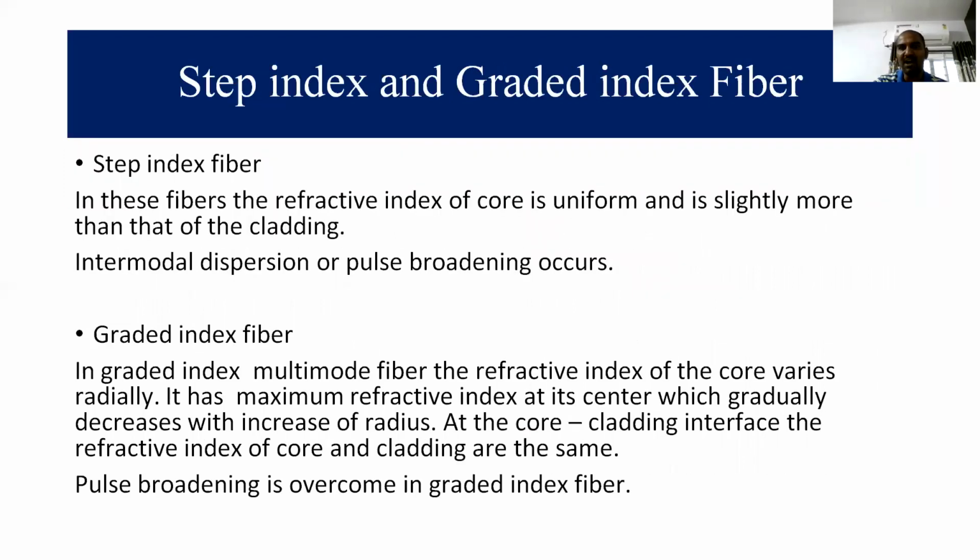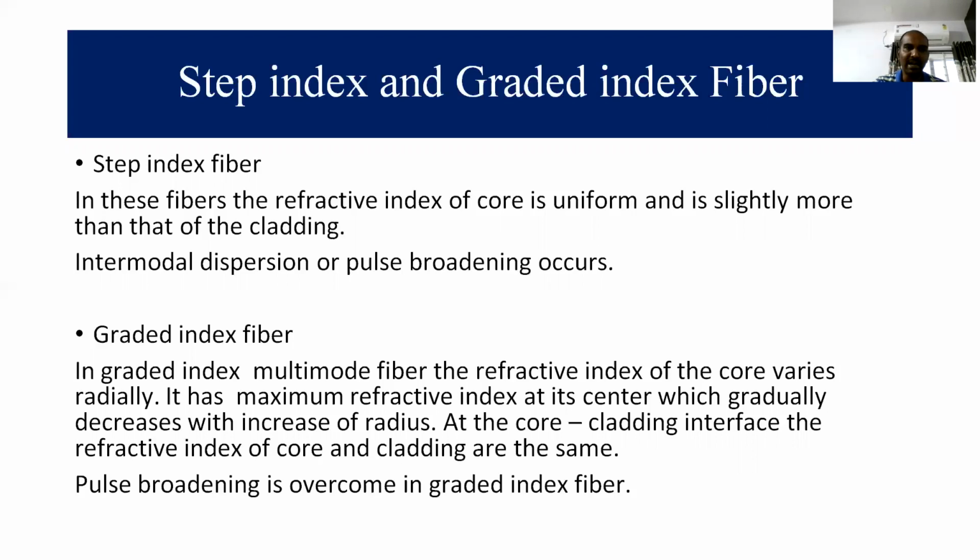Then coming to the second way of classifying optical fibers, that is based on the refractive index of core, we have two types of optical fibers: step index fiber and graded index fiber. What is this step index fiber? In these fibers, the refractive index of core is uniform over a certain distance, and then it undergoes a sudden change in the form of a step. That means it is slightly more than that of cladding. That type of fiber is called step index fiber. Here the refractive index of core varies over a distance in the form of steps. That's why it is called a step index fiber. Intermodal dispersion or pulse broadening occurs in this type of fiber.